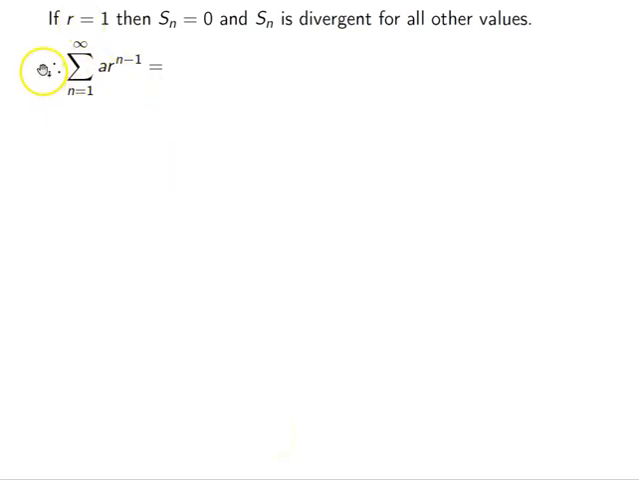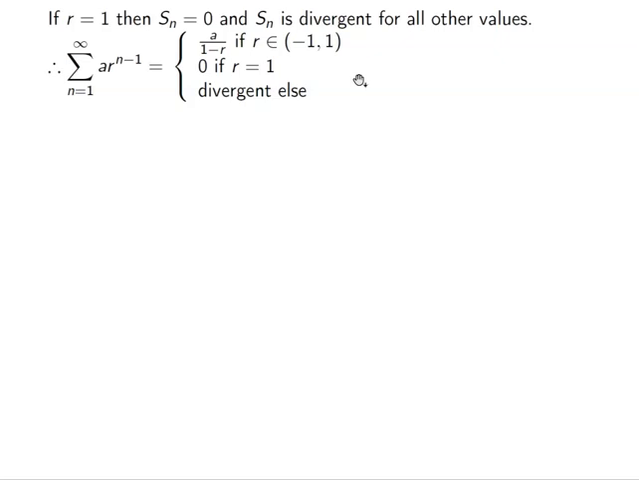So therefore, my sum for the geometric series, okay, is going to be a over 1 minus r if r is between -1 and 1. It's going to be 0 if r is equal to 1, and divergent for any other value of r in a geometric series. Okay, so let's look at an example. Let's consider the formula 4 plus 3 plus 9 over 4 plus 27 over 16, and so forth and so forth. So let's try to figure out what's going on here.